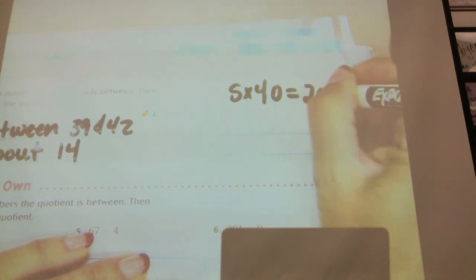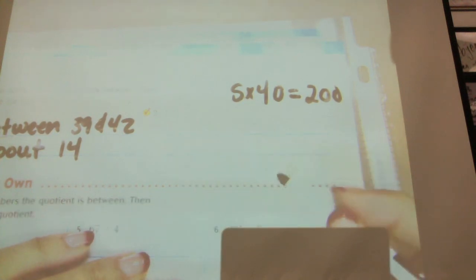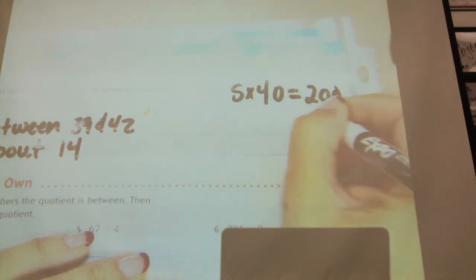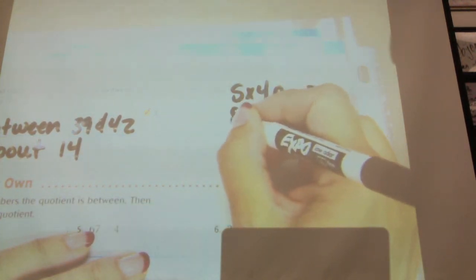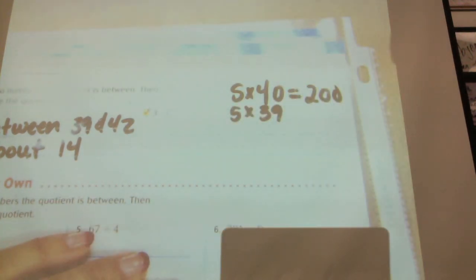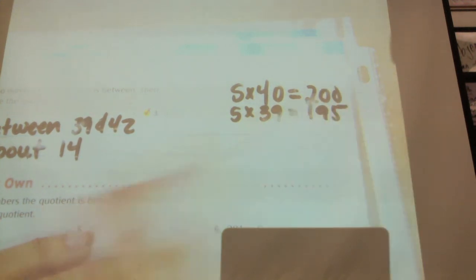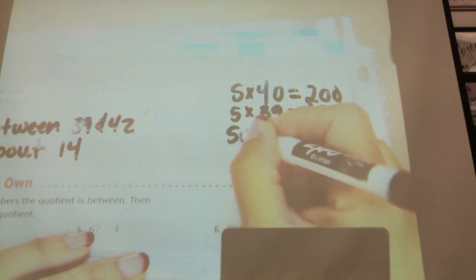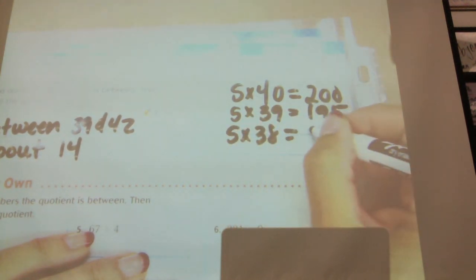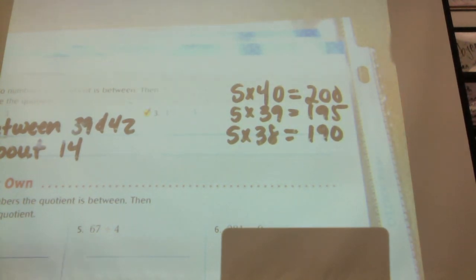200. Is that close? Yes. So let's start working backwards because we went too high. So if 5 times 40 is 200, 5 times 39 is going to be 5 less than that, right? 195. Oh, wow. And 5 times 38 equals 190. Okay, however, we're not quite there on that.